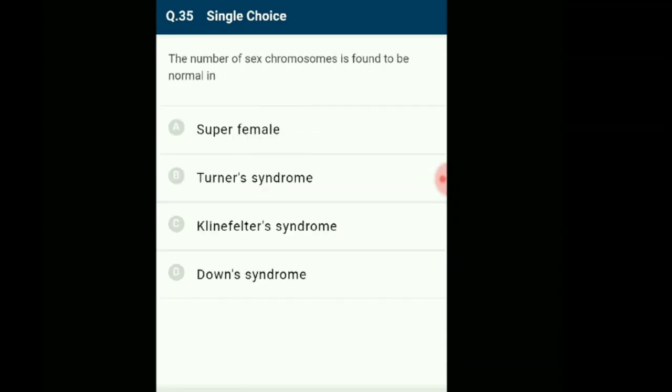Question number 35. The number of sex chromosomes found to be normal is in which condition? Down syndrome is an autosomal aneuploidy. It is a trisomy of the 21st chromosome. Turner's, Klinefelter syndrome and superfemale are chromosomal disorders involving the X chromosome. In Turner syndrome, one X chromosome is missing. In Klinefelter syndrome, there is one extra copy of the X chromosome in males. Superfemales have 3 copies of the X chromosome. So the answer is option D, Down syndrome.